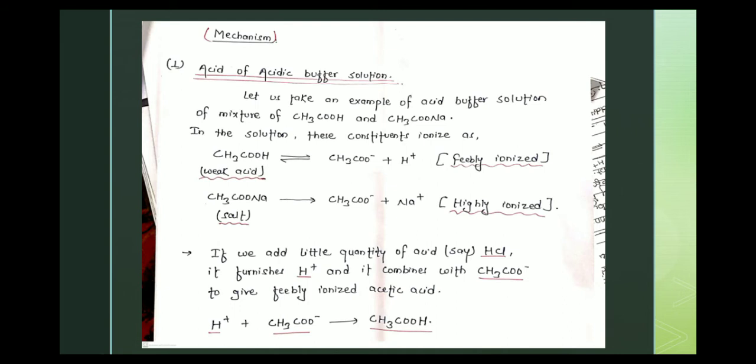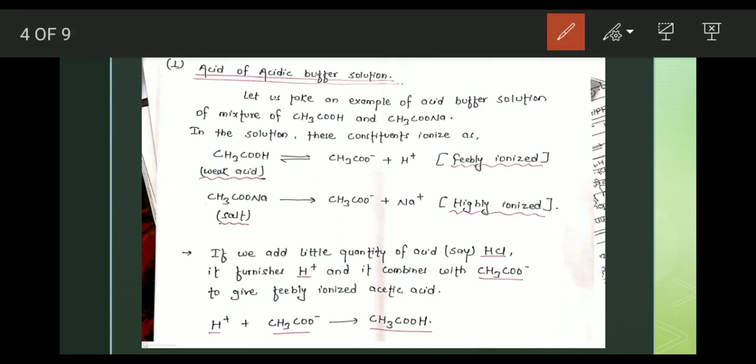Here you can see the mechanism. We'll discuss the mechanism in detail. In the mechanism, let's first look at the acidic buffer solution. Let us take an example of an acid buffer solution, a mixture of acetic acid and sodium acetate, as we have already said. In this solution, the constituents ionize as you can clearly see here. CH3COOH, the weak acid, ionizes to acetate ion and H plus, which is a reversible reaction actually.